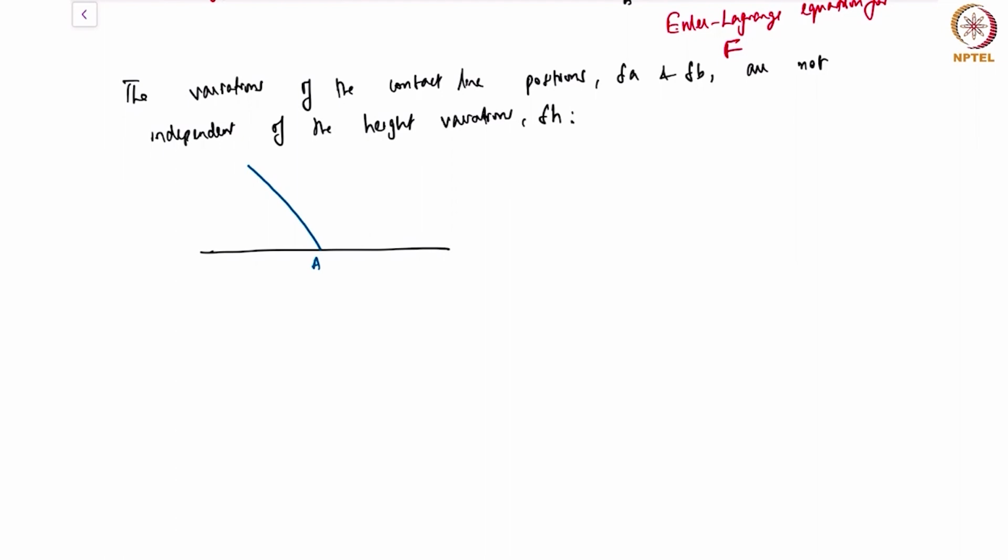Because of some variation in the height, this straight away impacts this height variation and will also lead to a variation in the position. If there was no height variation going all the way to the contact line, then there is no reason to expect that there will be a variation in the contact line position. So now you basically understand that variation in height also has an effect on the variation in the contact line position. So these are interrelated as follows.